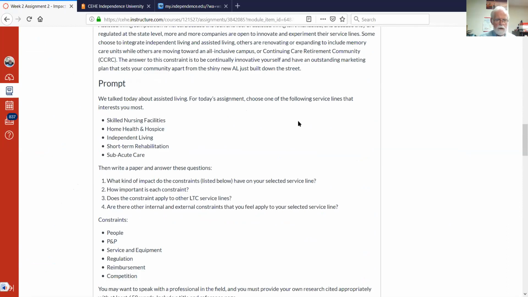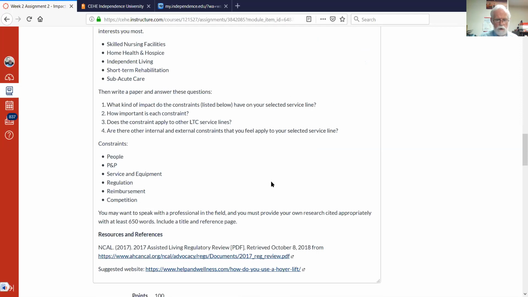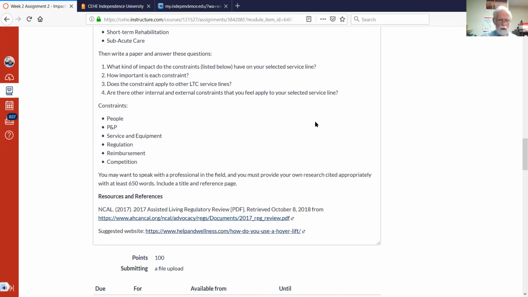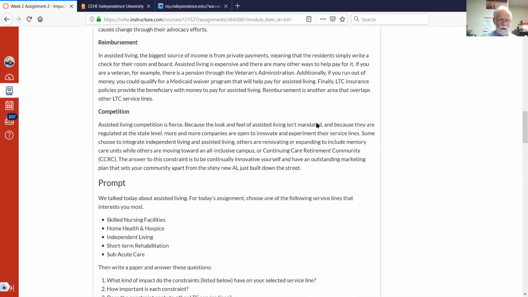So your prompt is about looking at services here and asking these questions. What kind of impact do constraints that are listed here have on this line of service? How important is each? Does it apply to other long-term care lines and other internal constraints that you can identify? So 650 words is approximately 1.5 to 2 pages, plus your title and reference page. So go ahead and work on that as well.